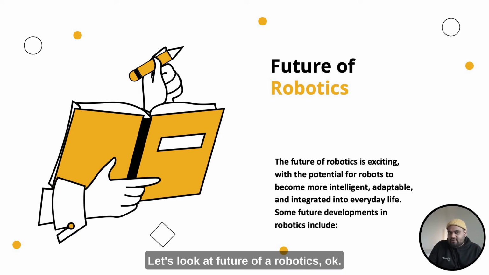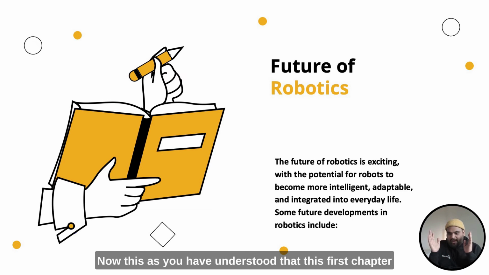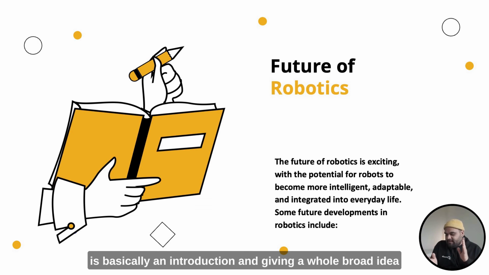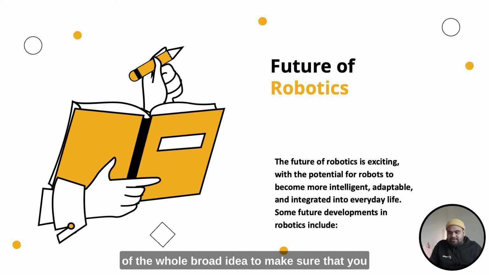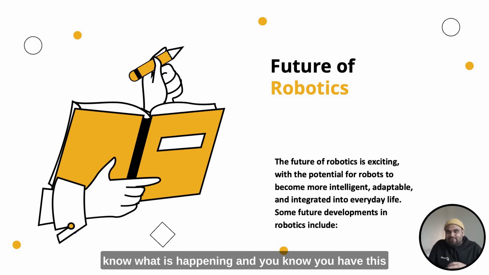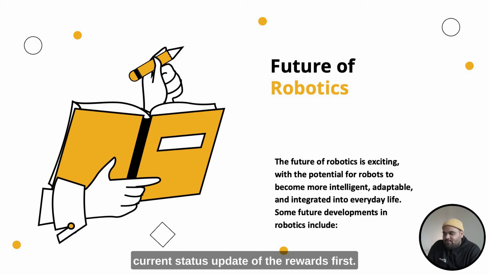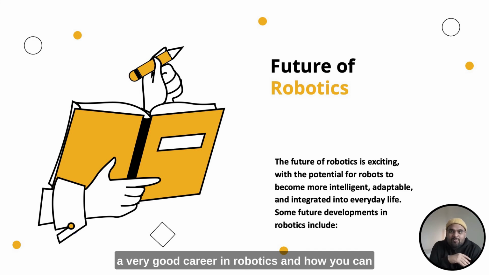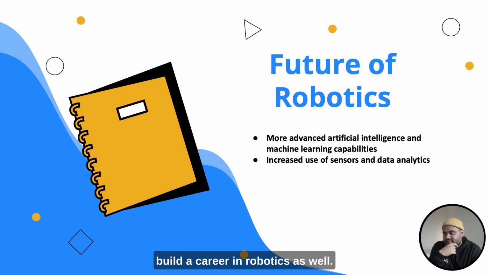Let's look at the future of robotics. Let's see where this is going. As you have understood, this first chapter is basically an introduction, giving a whole broad idea, to make sure that you know what is happening and you have the current status update of robots first. So we're going to look at future possibilities, where you should work, so that you can have a very good career in robotics, and how you can build a career in robotics as well.